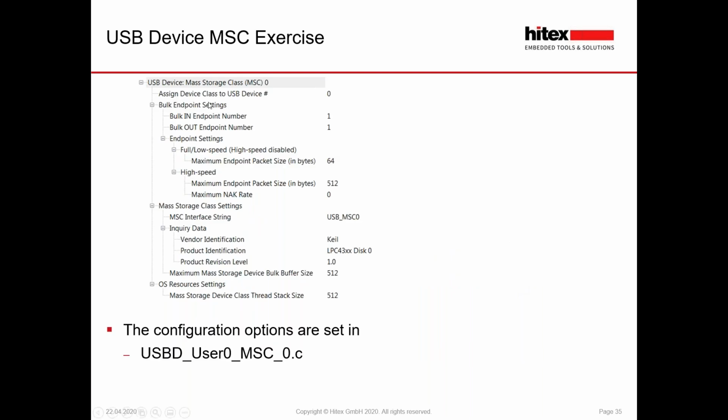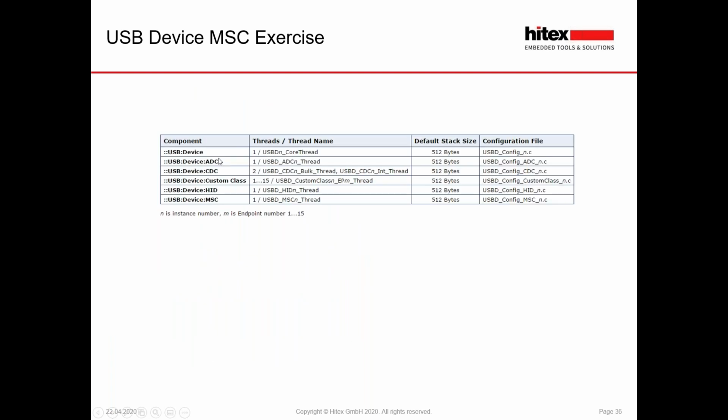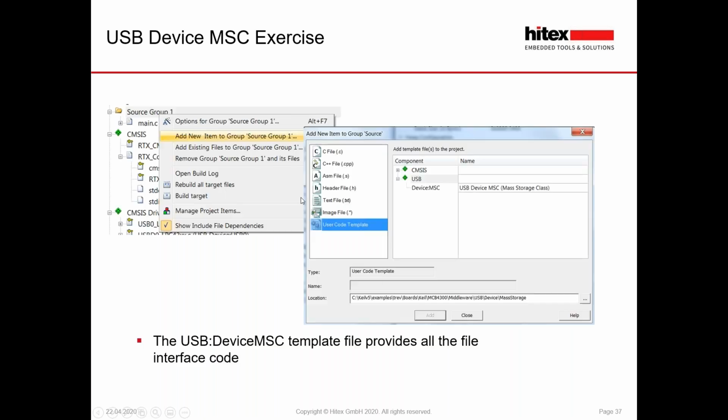So here we have the mass storage support. Again, we need to sort out our endpoints. We can decide on the packet sizes that we want to use, the name of the drive, and then the vendor and product data. We have a number of threads. So again, here we have our core thread, and then we have our mass storage thread here as well.